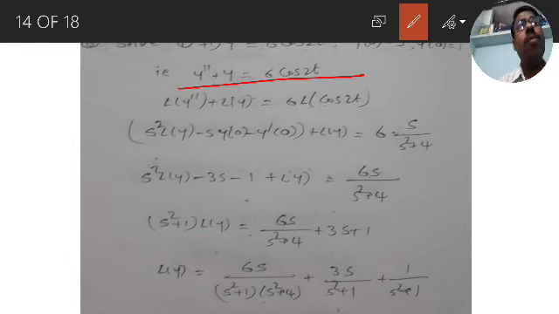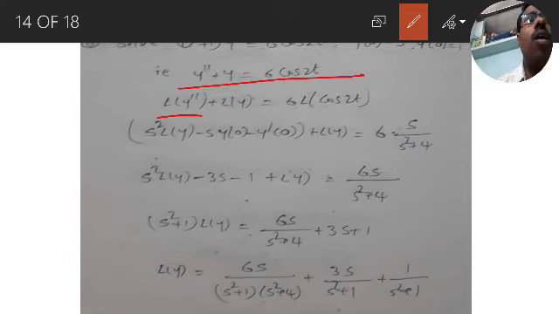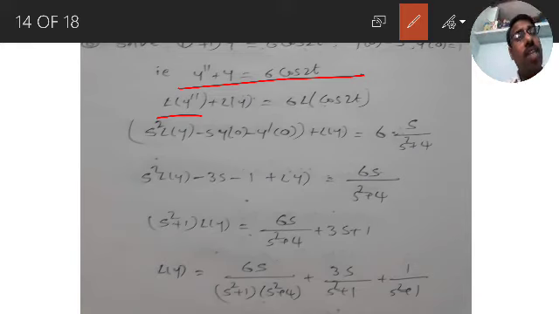Apply Laplace transform on both sides. L of y double dash plus L of y is equal to 6 into L of cos 2t. L of y double dash formula, what is that? s square into L of y minus s into y of 0 minus y dash of 0, plus L of y is equal to 6 into L of cos 2t. L of cos at is s by (s square plus a square). So L of cos 2t, 6 into s by (s square plus 4).